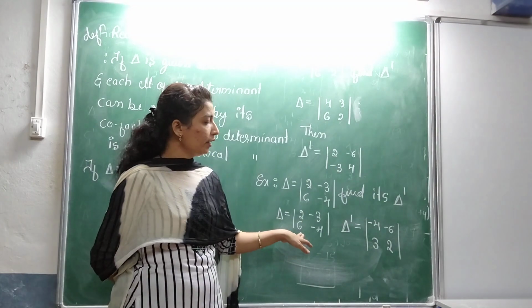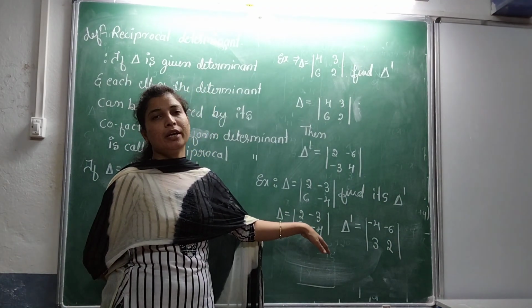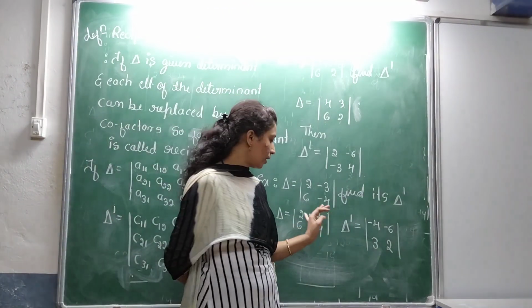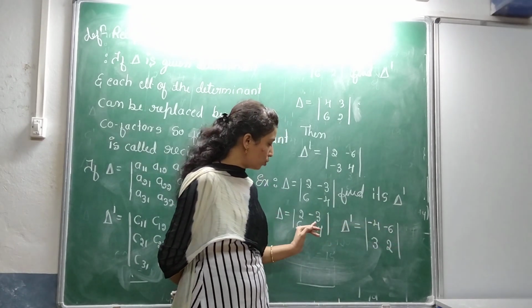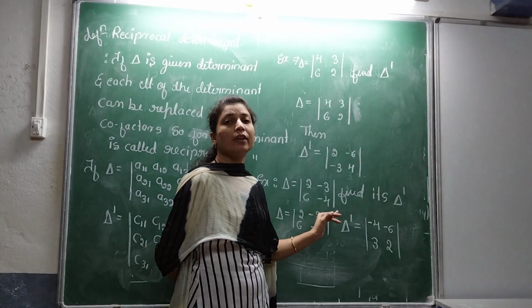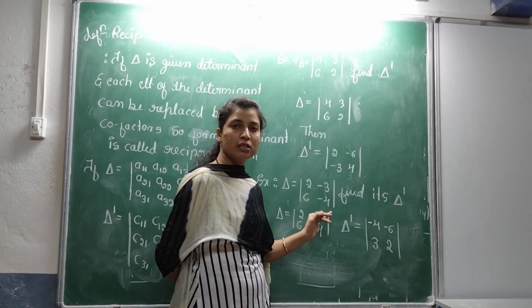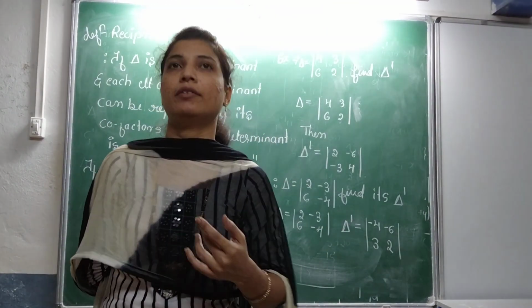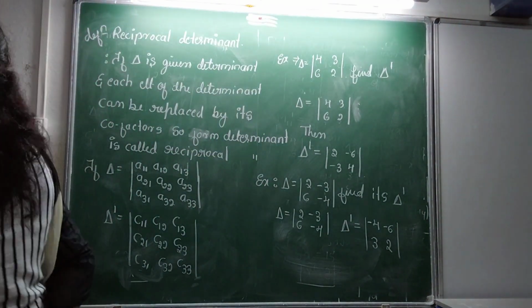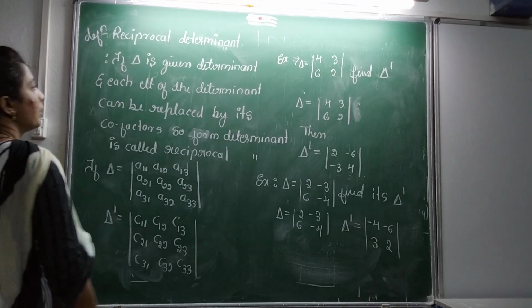So directly, the 2 cross 2 determinant can be written by exchanging these two values, that is minus 4 and 2, and these two are also exchanging but with different sign. If we have minus, then we write plus. If we have plus, then we have to write minus. So next consider the 3 cross 3 determinant.